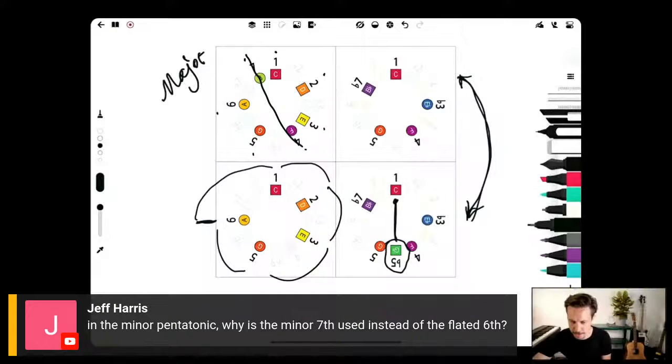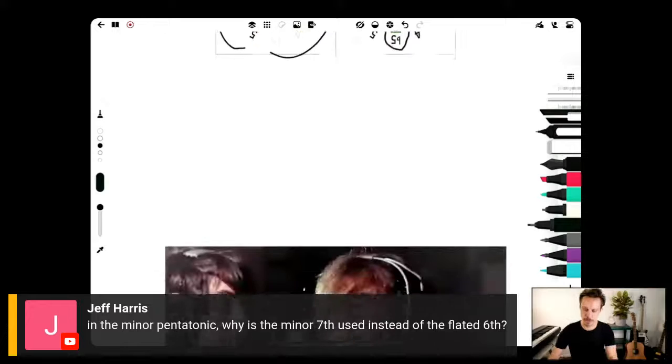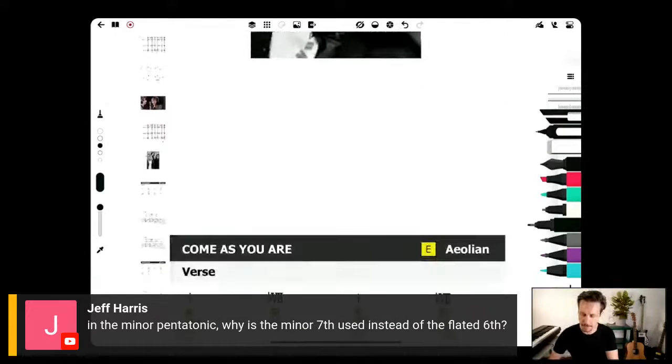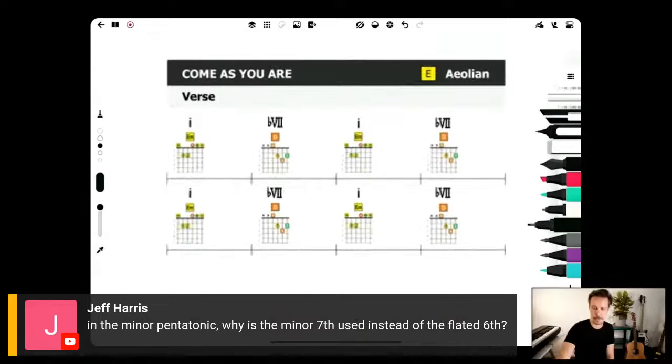That's a good question, and the pattern that you just spelled out does sound awesome with the flat 6 instead of the flat 7. It's just not called the minor pentatonic in that case.